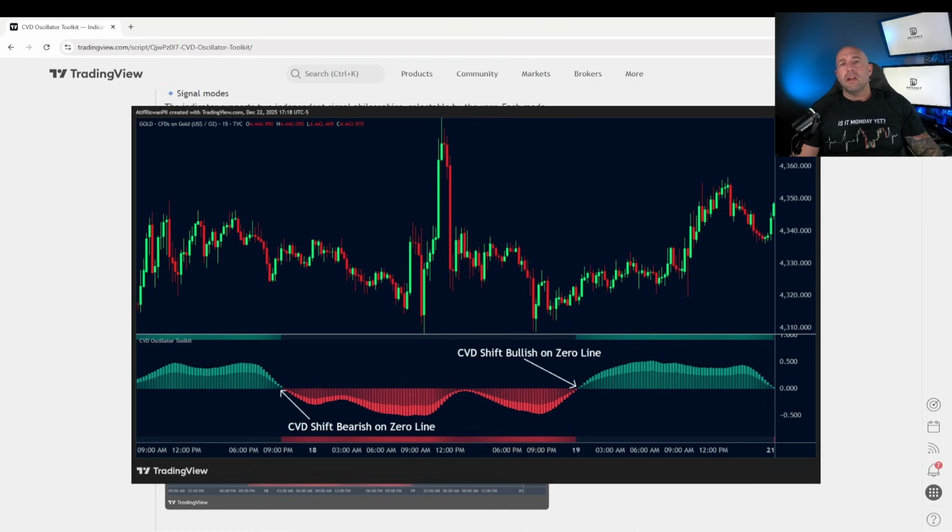Now, the indicator includes an optional signal system designed to respond to changes in volume pressure. So rather than relying solely on price-based conditions such as moving average crossovers, signals are generated based on defined CVD behavior and volume flow logic, allowing volume dynamics to be evaluated directly instead of inferred from price alone. Signals can be displayed directly within the oscillator pane, overlaid on the main price chart, or shown in both locations simultaneously.